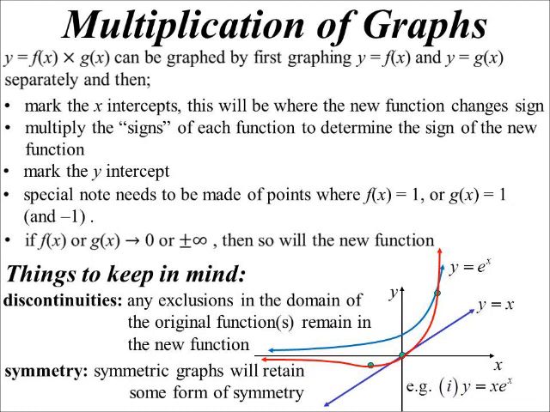Symmetry. When you're multiplying, you'll get some form of symmetry. An odd function times an odd function will always give you what? If you're not sure, go back to the simplest one you can think of. What's the simplest odd function you can think of? Okay? What's x cubed times x cubed? x to the 6. Even. Odd times odd will give you even. Odd times even will give you odd. And even times even. So if it's the same type, they'll multiply together to give even. If they're different types, they'll multiply together to give odd.